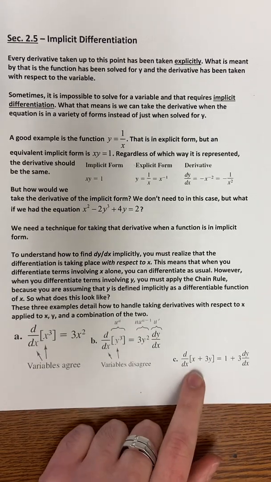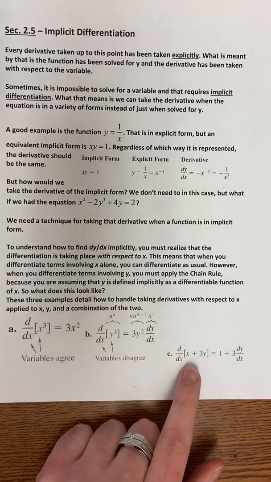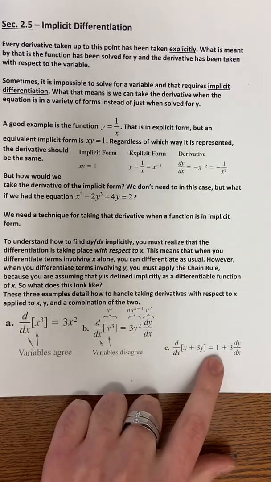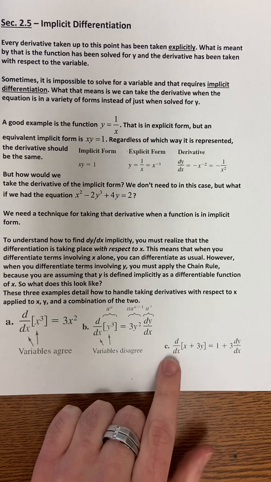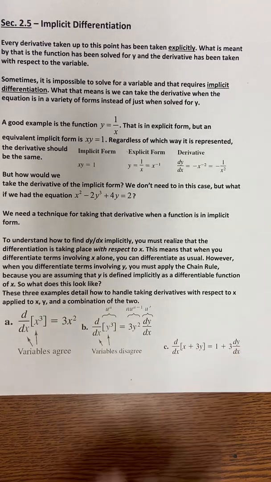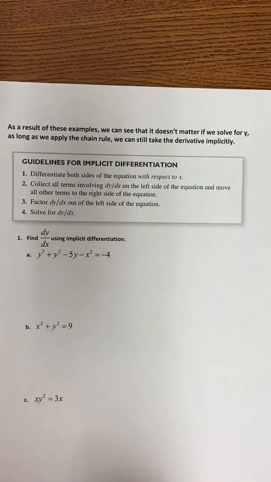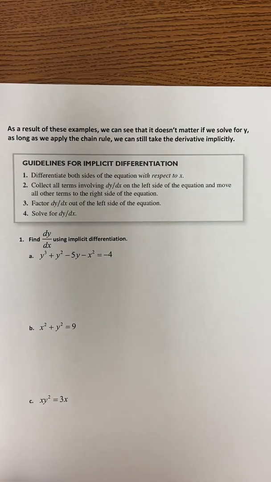Similarly, our other rules apply. If you took the derivative of x plus 3y with respect to x, the derivative of x with respect to x is 1, but the derivative of 3y with respect to x is 3 dy/dx. So this kind of illustrates some of the situations we'll arrive in for taking the derivative. It also illustrates that we don't actually need to solve for y. As long as we recognize how the chain rule applies here, we can take the derivative implicitly.